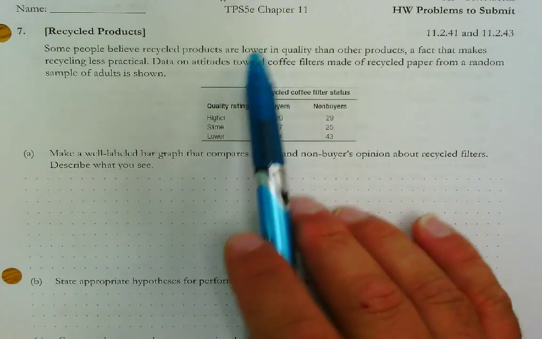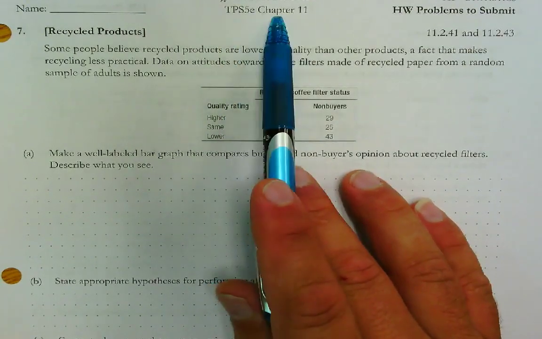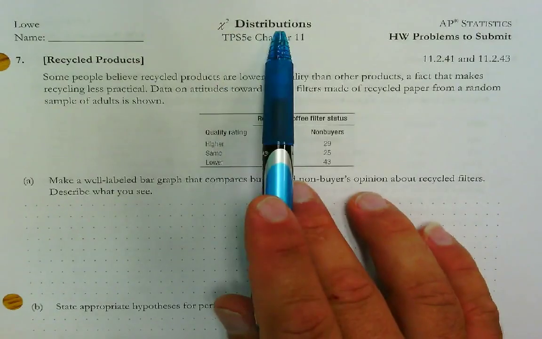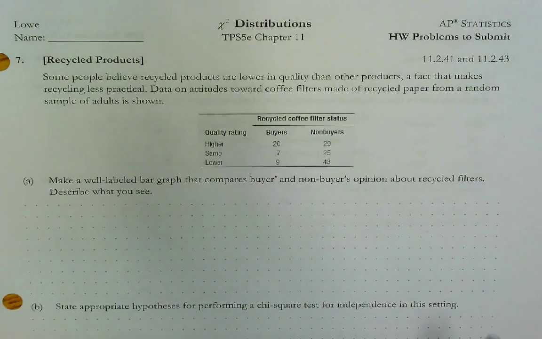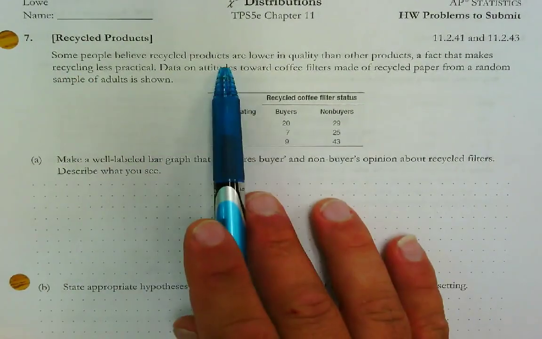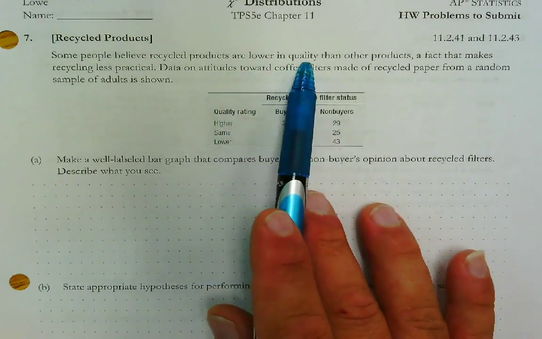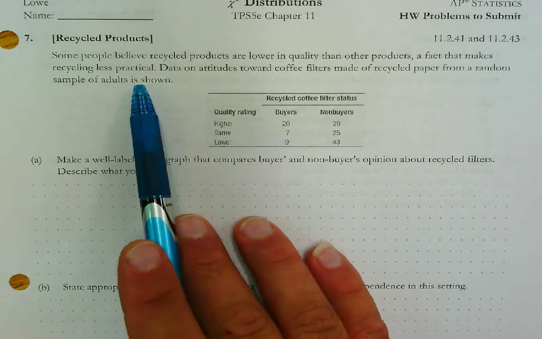So, continuing our work from The Practice of Statistics 5th edition, Chapter 11, dealing with chi-squared distributions, I want to take a look at these couple of sample problems. The setup here is that we have some people that believe recycled products are lower in quality than other products, a fact that makes recycling less practical.